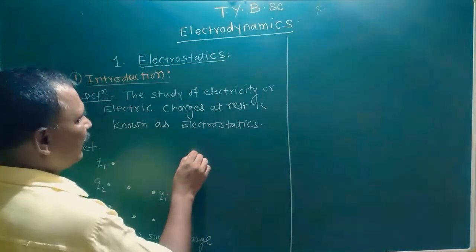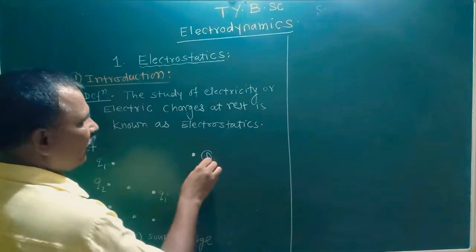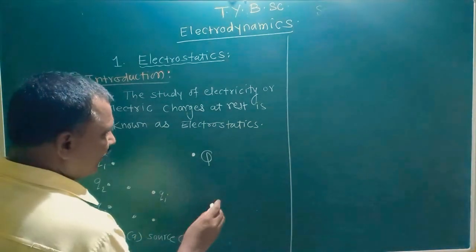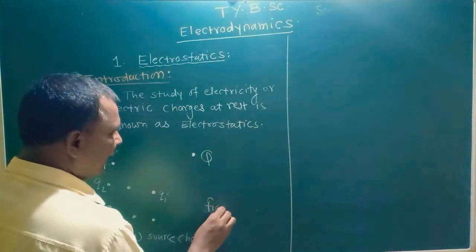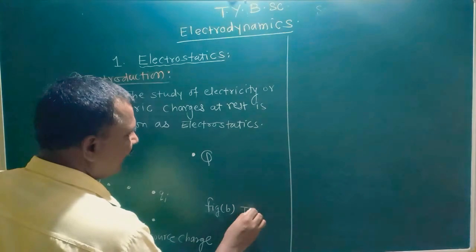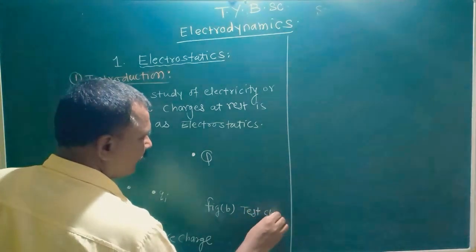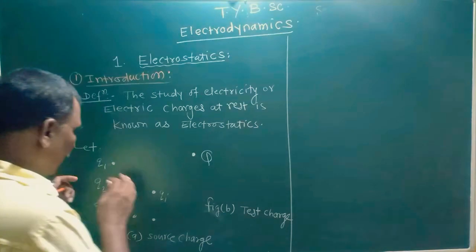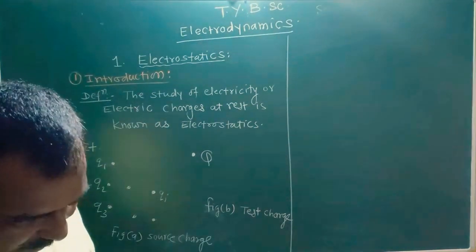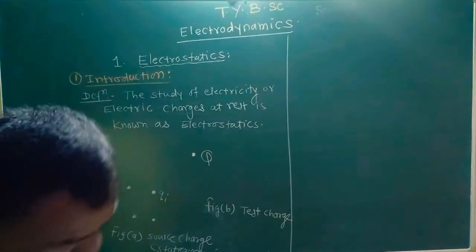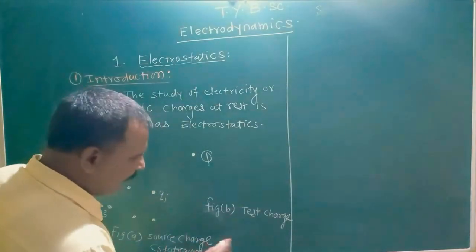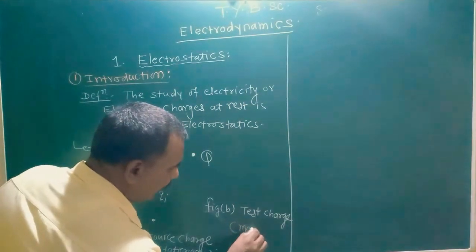And we have now considered another charge that is called Q. And this Q charge is shown in figure B. That figure B is called a test charge. This is a source charge and the other is called a test charge. Generally, the source charge is stationary, and the test charge is moving.